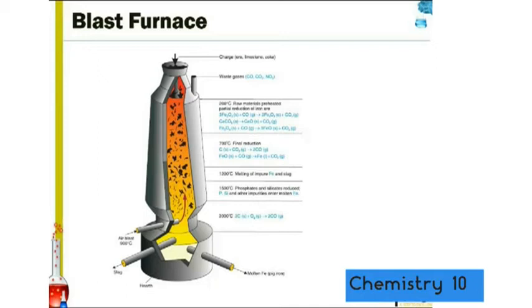We'll go into more detail about each of these steps, but you should note that the input for the blast furnace is charge, which includes iron ore, limestone, and coke, with molten iron, also known as pig iron, slag, and different waste gases coming out of the furnace.